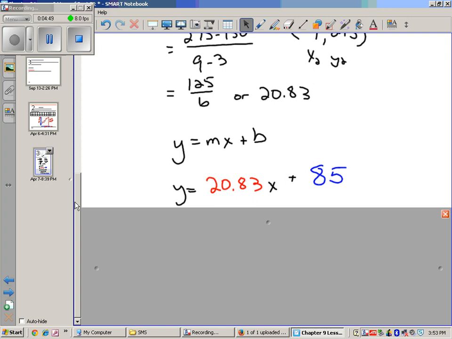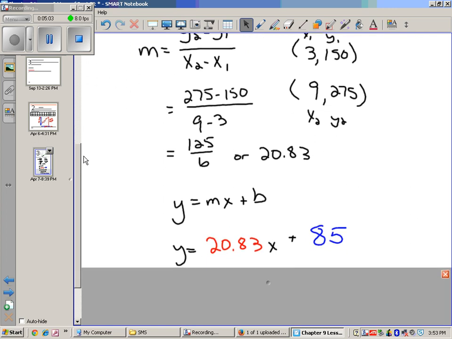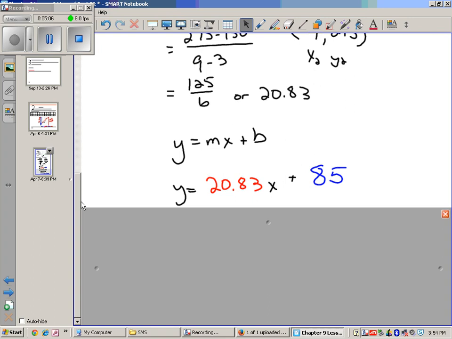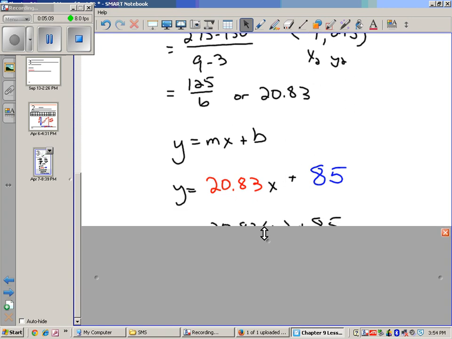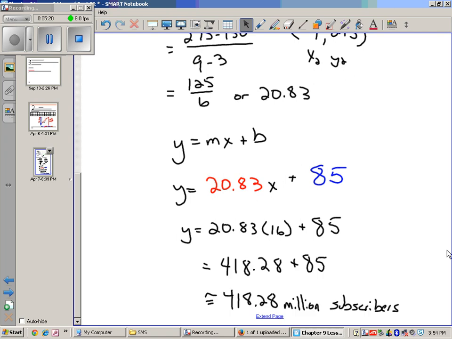Okay, so y is going to be the number of subscribers. And how are we going to use 2015? Well, our graph shows us users since 1999. So from 1999 to 2015 is going to be our x number of years, and that's going to be 16. It's been 16 years since 1999. Geez. So plug 16 in there. We have 20.83 times 16 plus our 85. And that's going to get us 333.28 plus 85, or about 418.28 million subscribers.